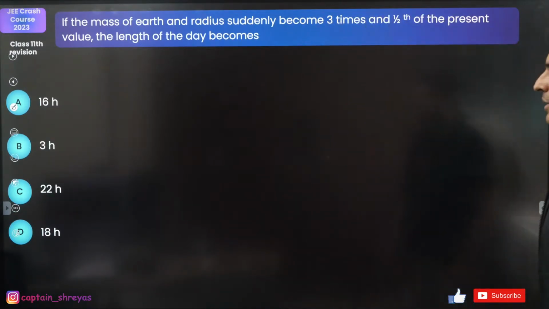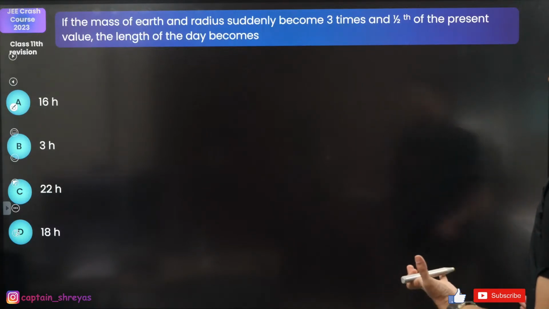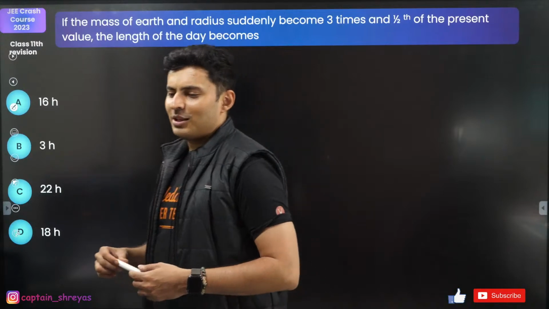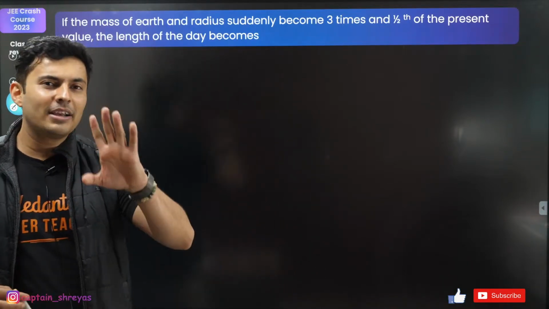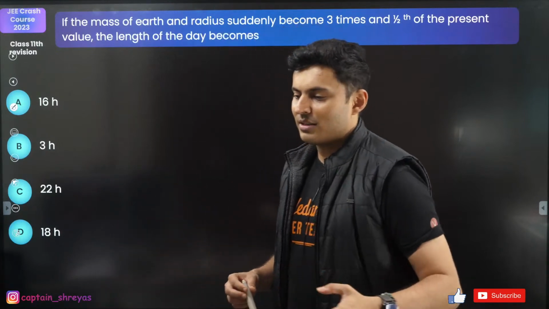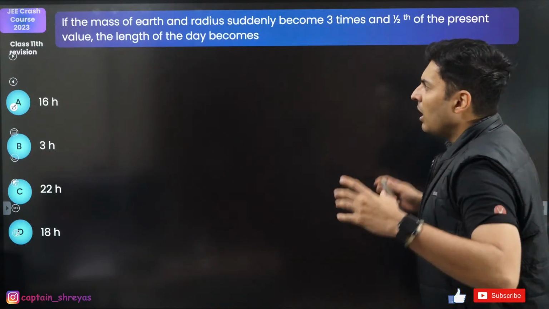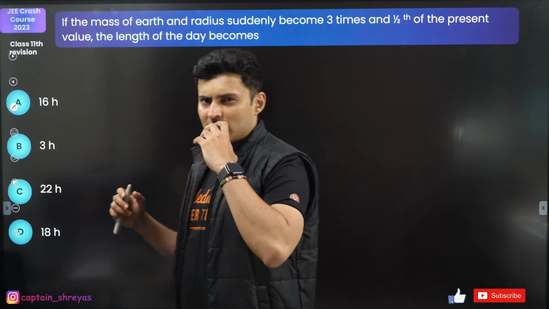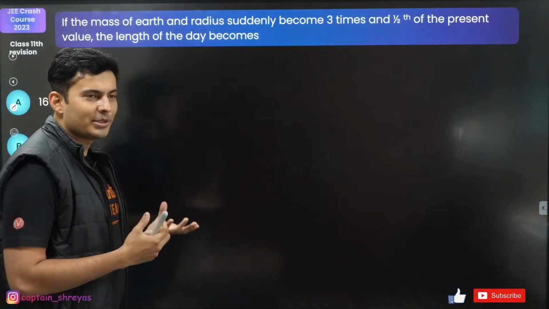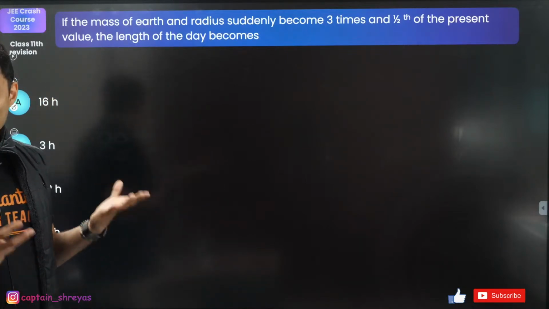Okay. If the mass of Earth and radius suddenly becomes 3 times more and half times the present value, then what is the length of the day, guys? Can you quickly tell me what concept it is based on? Think, the mass of the Earth and the radius of the Earth change. Which concept do you think it is based on? I think it is based on the concept of conservation of angular momentum.